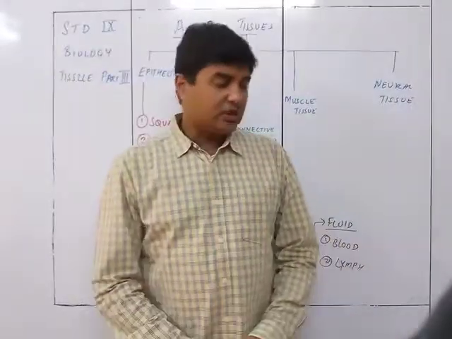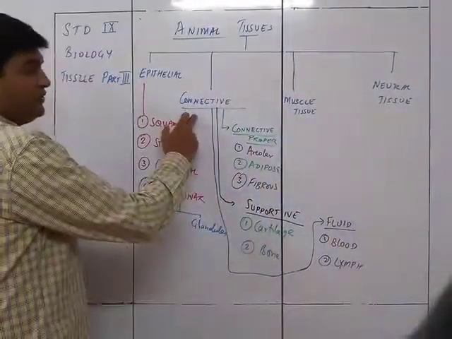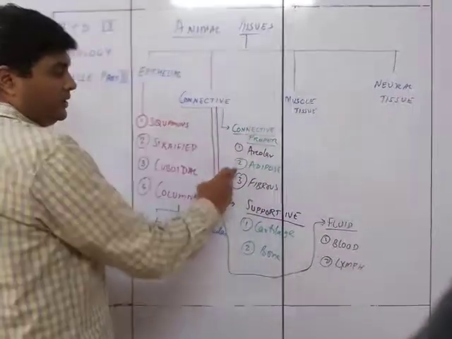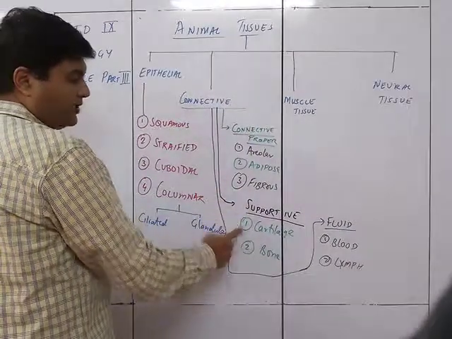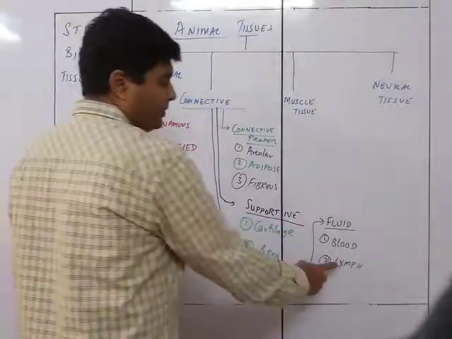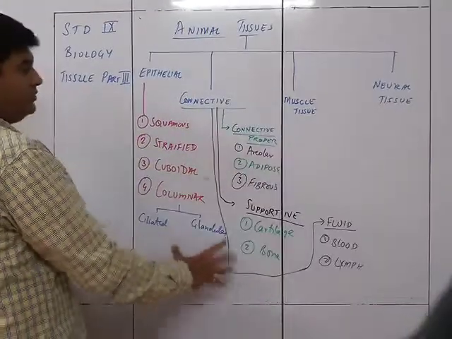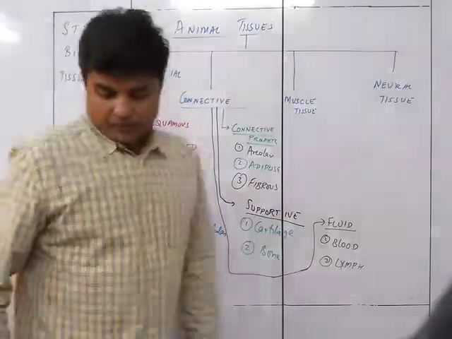Okay, so that was about the connective tissues. Connective proper: areolar, adipose, and fibrous. Supportive: cartilages and the bones. And fluid: blood and the lymph. That was the connective tissues over here.